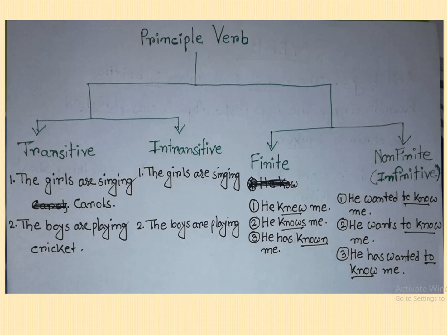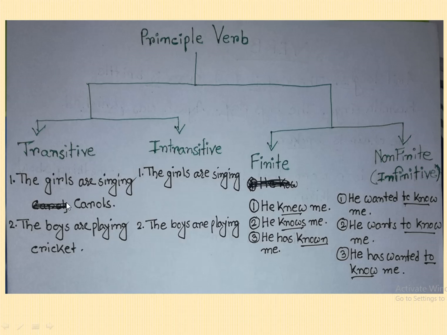See the tree. In one tree we have transitive and intransitive. In another tree we have finite and non-finite. So what is transitive, what is intransitive? First we will understand this.